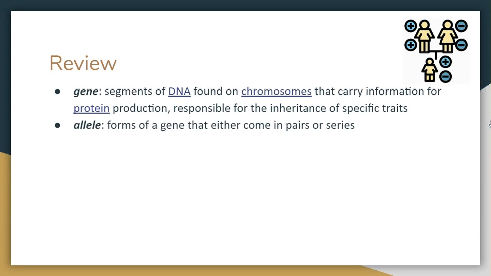An allele is a form of a gene according to our book. It often comes in pairs. That's how we learn about them first. They can also come in a series, right? Multiple alleles. Are there phenotypes that do have just pairs of alleles? Just two options, the dominant or the recessive phenotype.